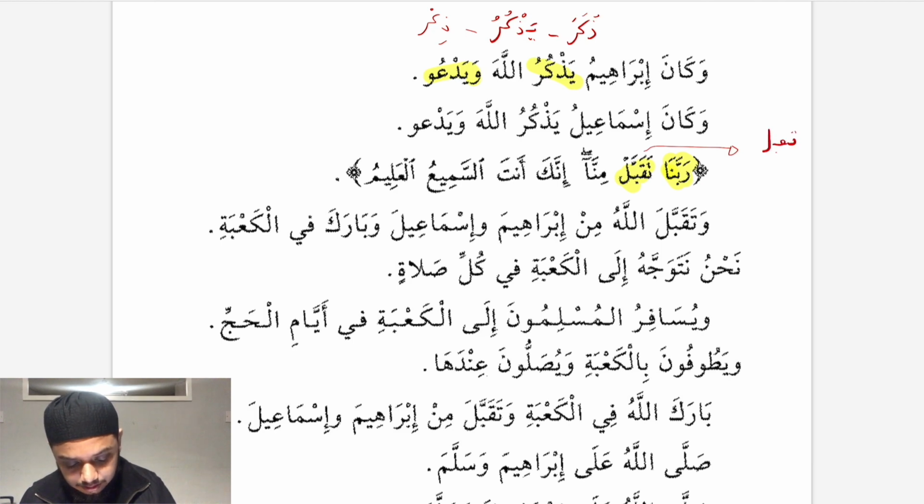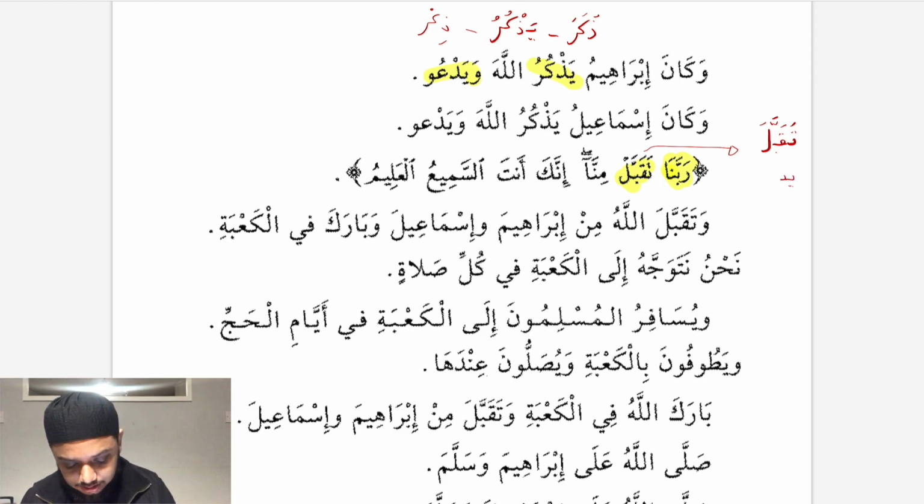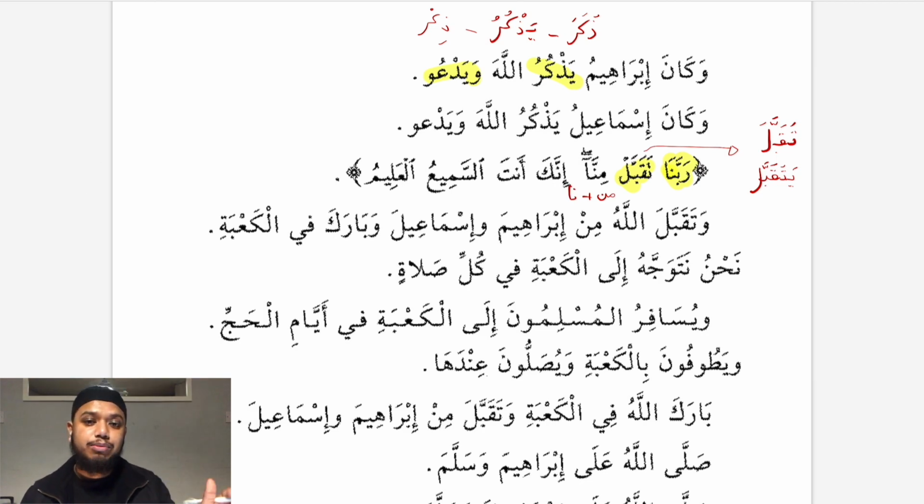تَقَبَّلَ يَتَقَبَّلُ means to accept. Minna, from us. Min, so this is a combination of min plus na dhamir. So we can't say min na separately. It's hard on the tongue to say min na, we have to say minna, we have to do idgham. Innaka anta as-sami'ul alim. Innaka, verily, or indeed, you are as-sami', the all-hearing, al-alim, the all-knowing.